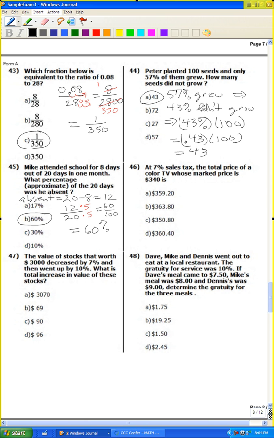Let me do problem number 46. At 7% sales tax, the total price of a color television set whose mark price is $340. So your mark price is $340. But in addition to that, you have a tax. So 7% of your sale price of 340 is taxed. So let's multiply that out. And so 340 times 7.